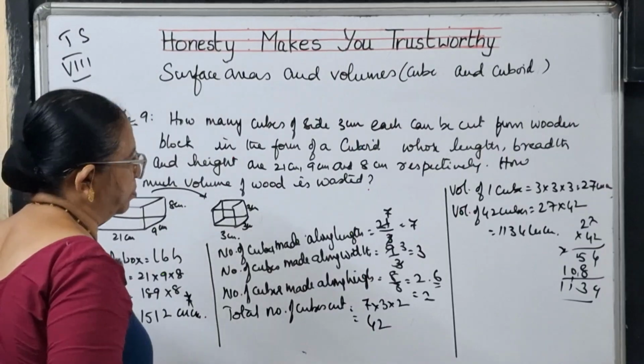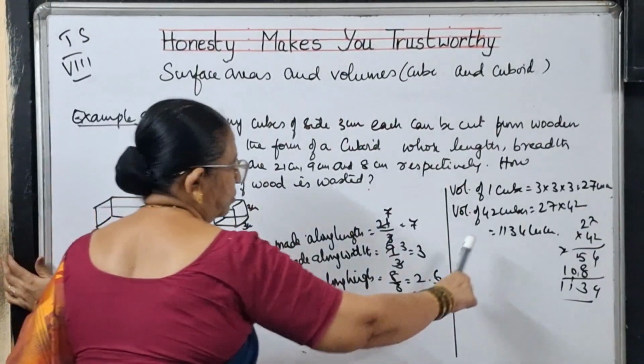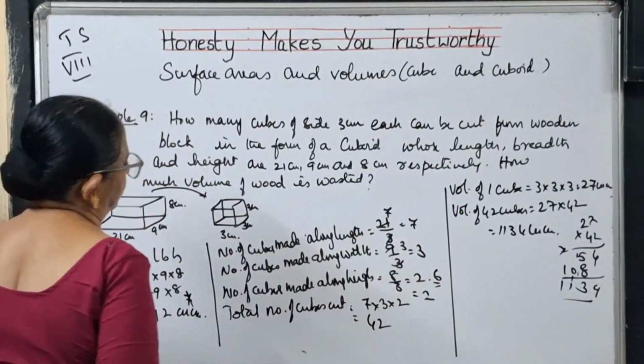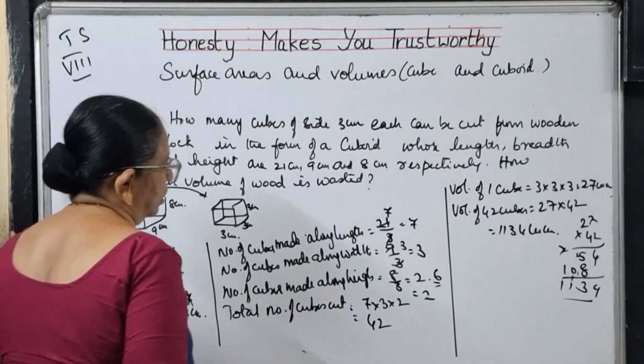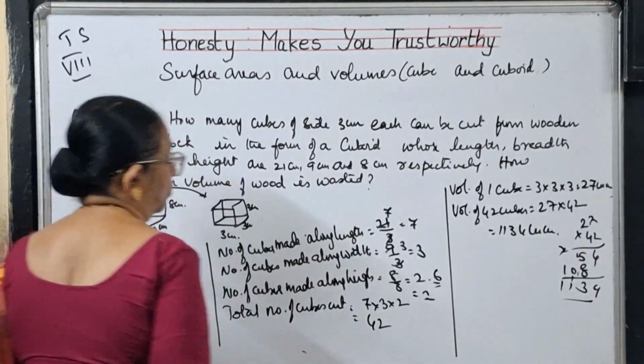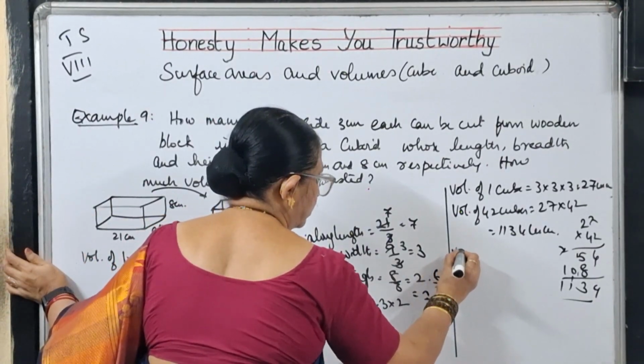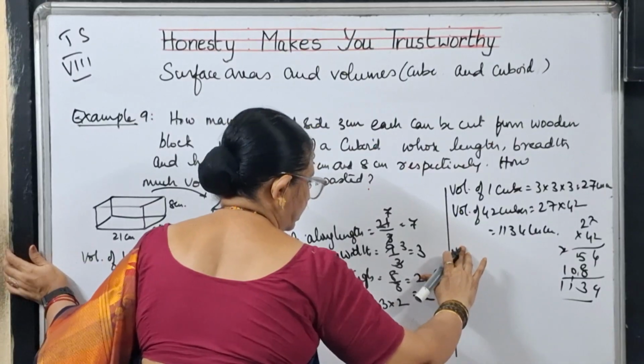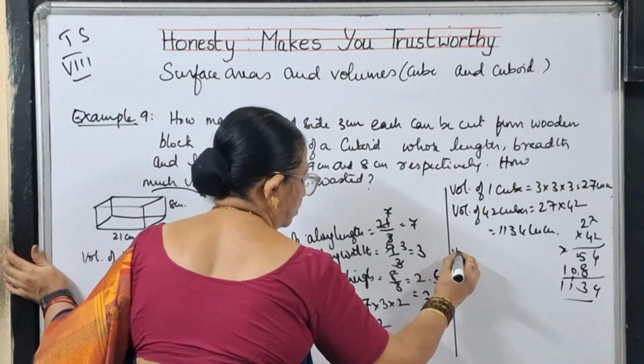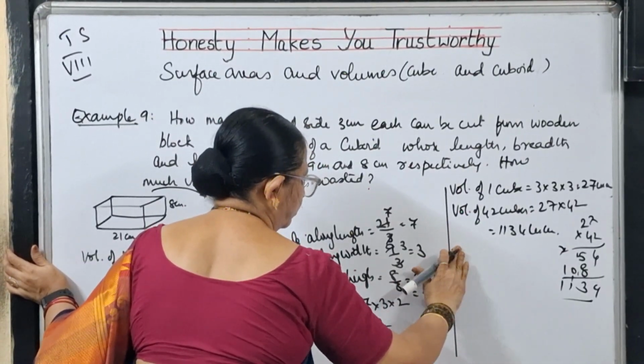So 1512 is the volume of the box. From that, 1134 cubic centimeters are used for cubes. So what is the volume wasted? Volume of wood wasted.